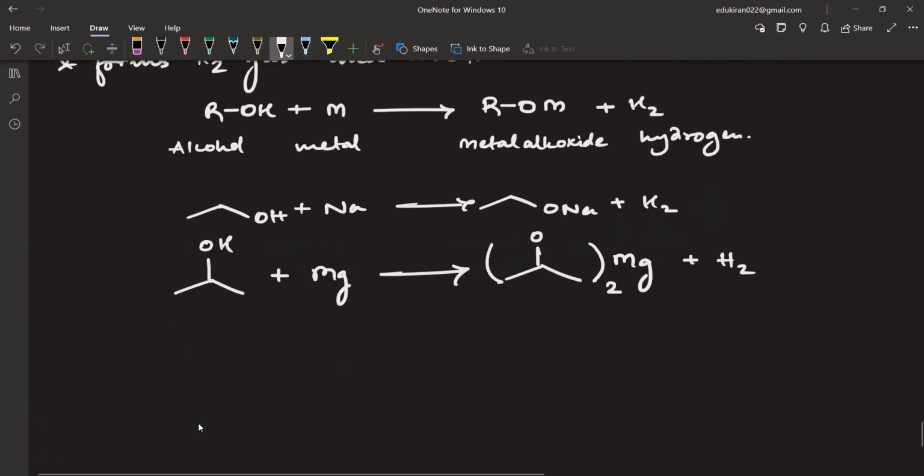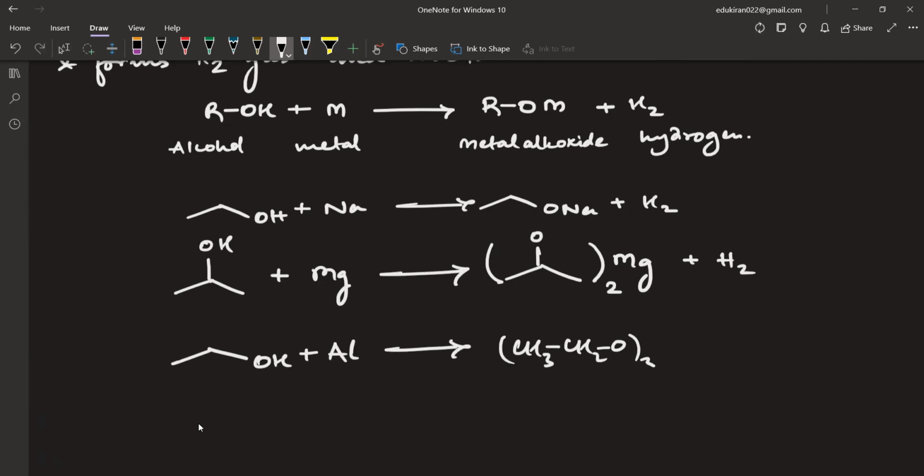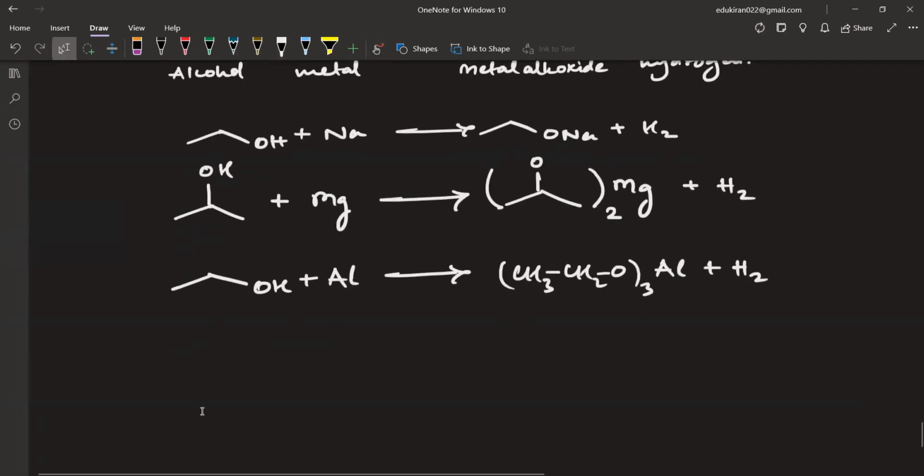Further, you can write if you have, let us say, aluminium. So in aluminium, if I'm using this ethanol, aluminium can liberate 3 electrons. That is why we'll have CH3CH2O, whole thrice, and aluminium, plus H2 gas. Done? Yes. Okay. So abhi yahin tak likhe.